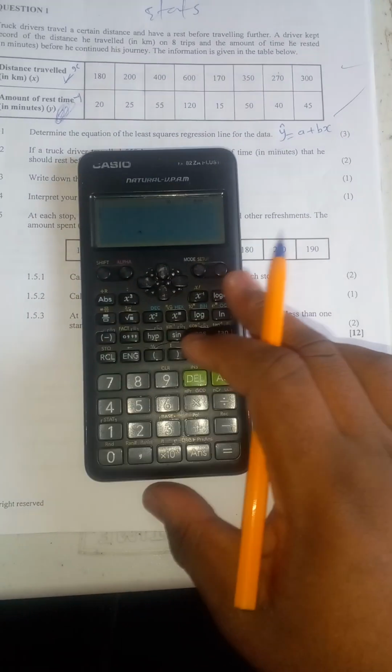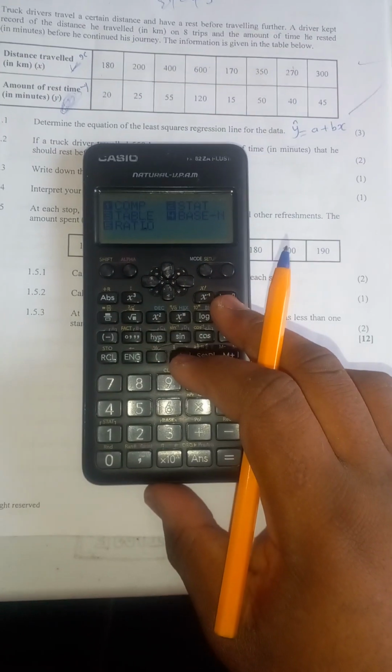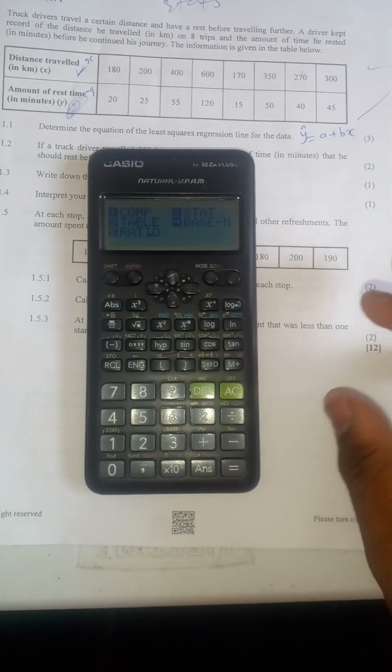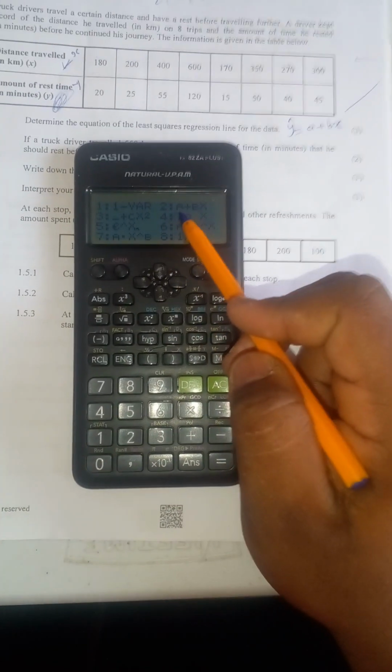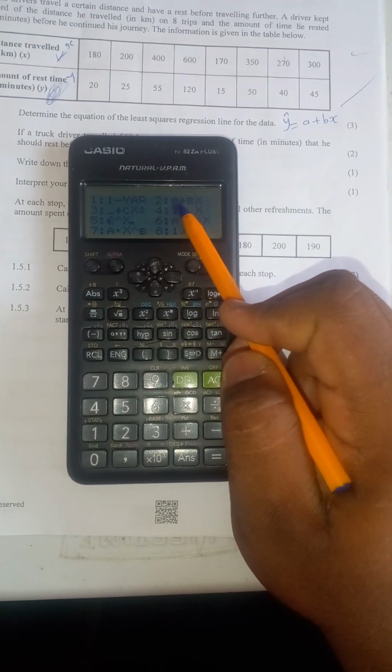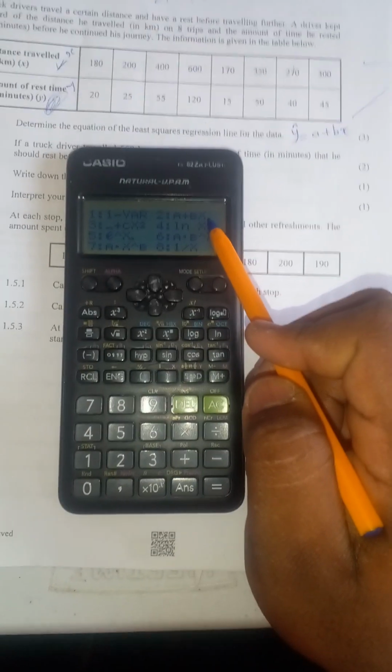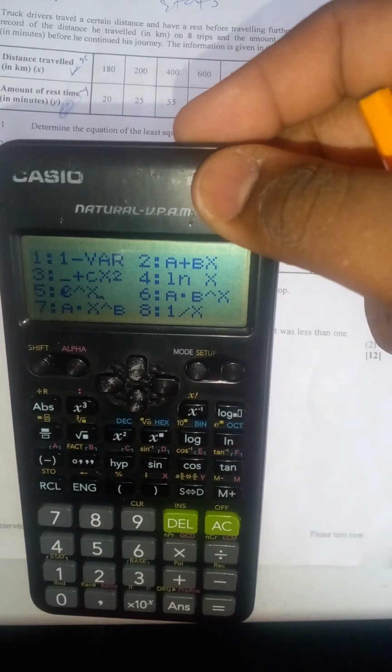On your calculator, you are going to press Mode, and then you press 2 for stats. As you can see, here is the equation I was talking about, a plus bx, the second one. So I'm going to press 2 here.